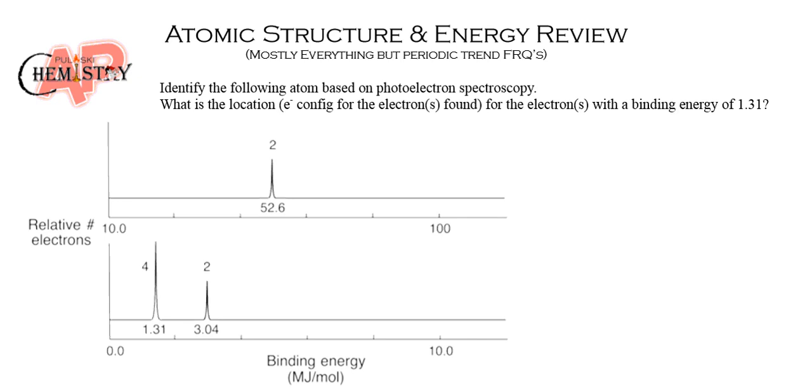Final questions. Identify the following atom based on the photoelectron spectroscopy, so the PES. What is the location, electron configuration for the electron with a binding energy of 1.31? Now I just quickly removed some electrons on this list, so you could easily rewind it if you'd like, but the trick is actually doing this without seeing the numbers, and I'll reveal them in a moment.